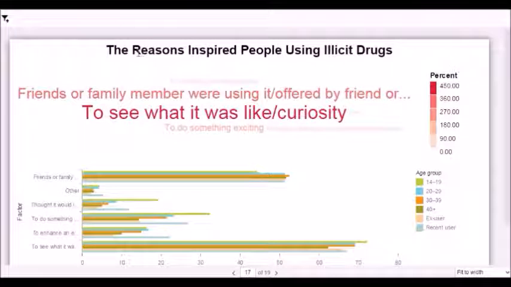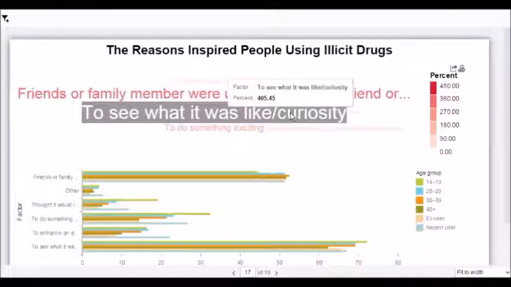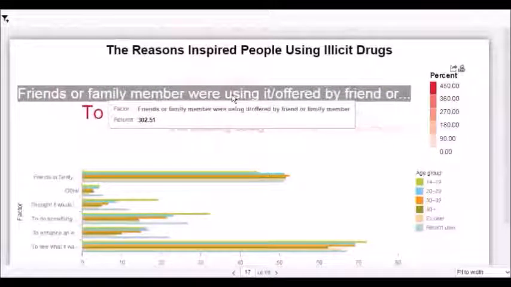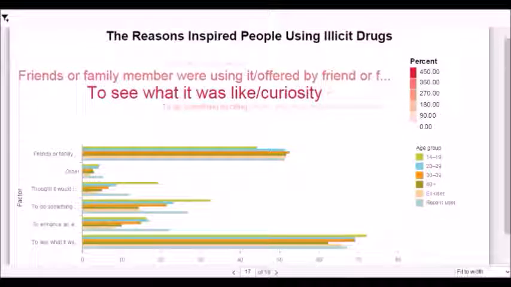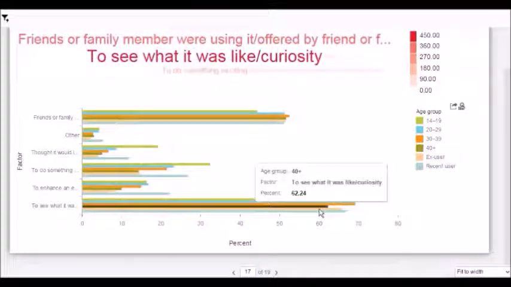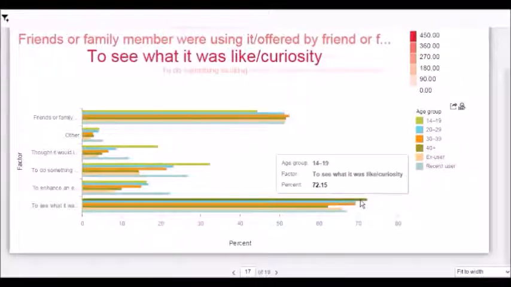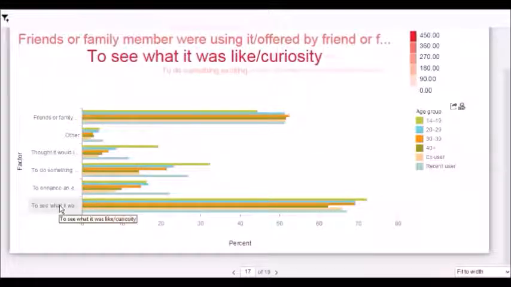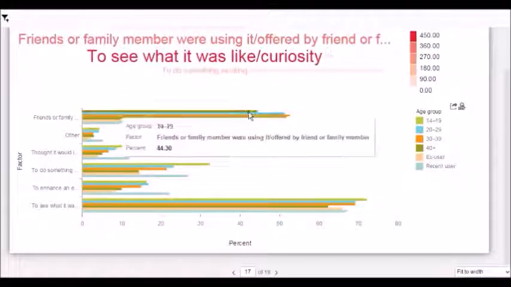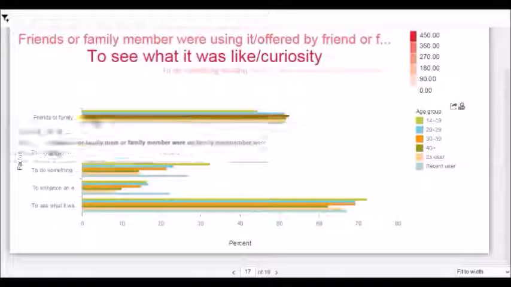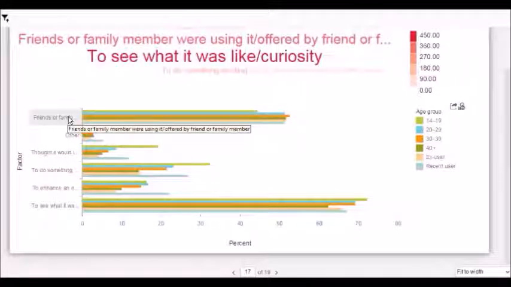Next, regarding the reasons that inspire people to use illicit drugs, curiosity is one of the main reasons which motivated people of all ages. The second highest cause is the impact of friends and family members who were using it. We can see about 62 to 72% of respondents answered they wanted to see what it was like, or curiosity, and 44 to 52% was the influence of friends and family members.